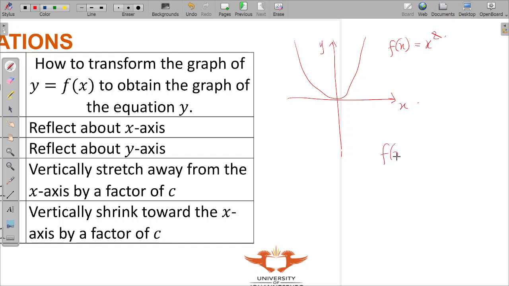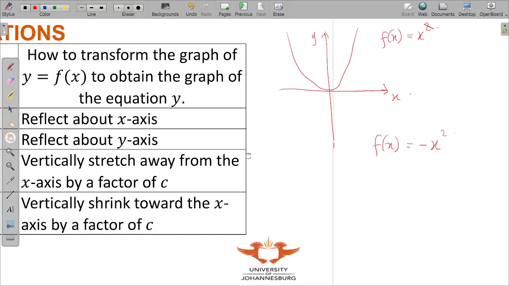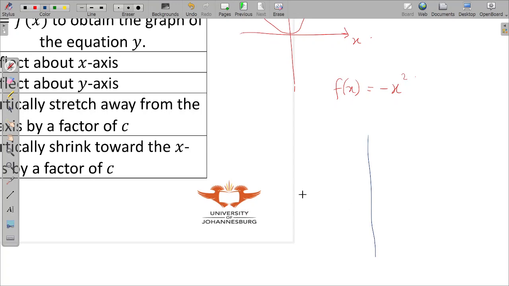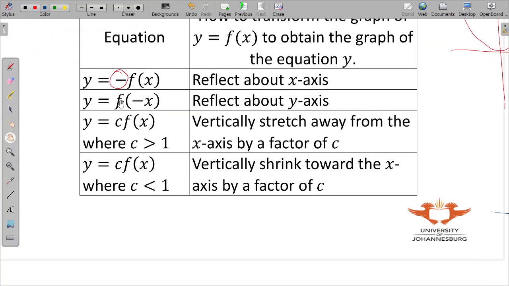So if I'm finding this one, I'm reflecting about the x-axis. So that means the graph of that will be the graph of that. So I'm reflecting about the x-axis. But if the negative is inside the function, then we are reflecting about the y-axis.